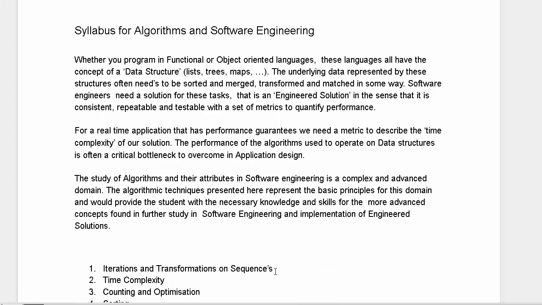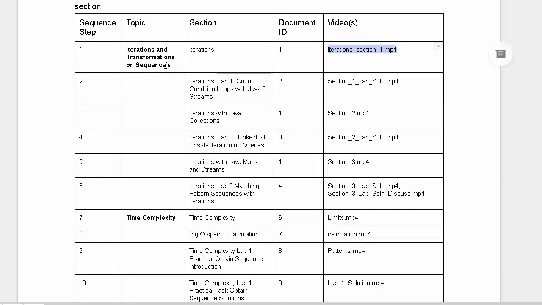Let's move on now to the first section, iterations and transformations on sequences. So we will need to find the document with the ID 1 and the first video, iteration section 1.mp4.